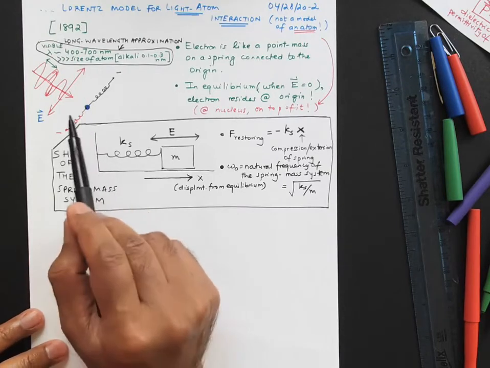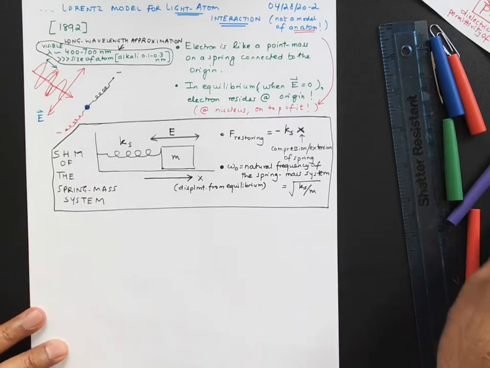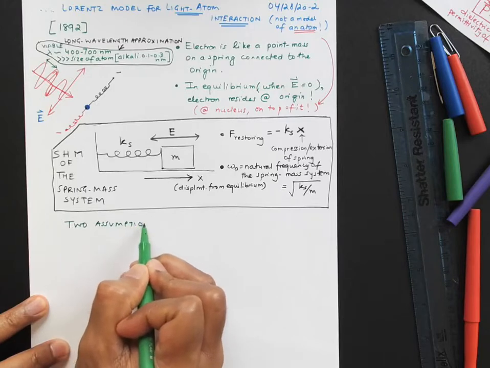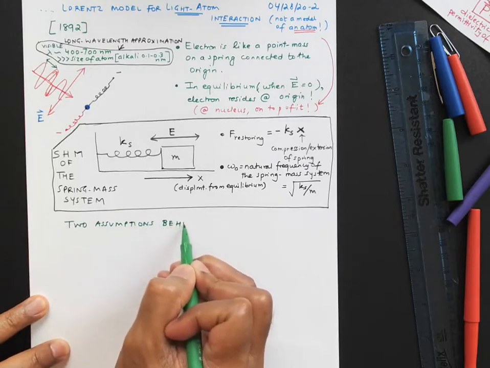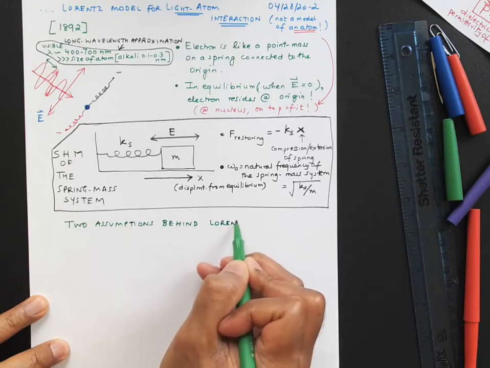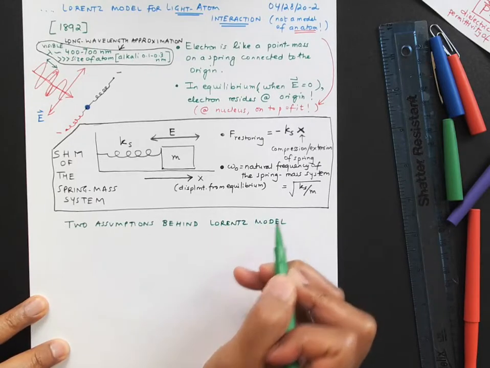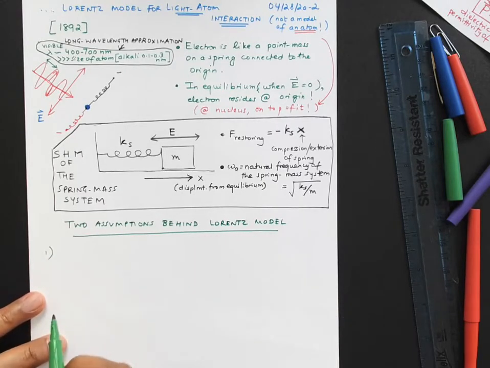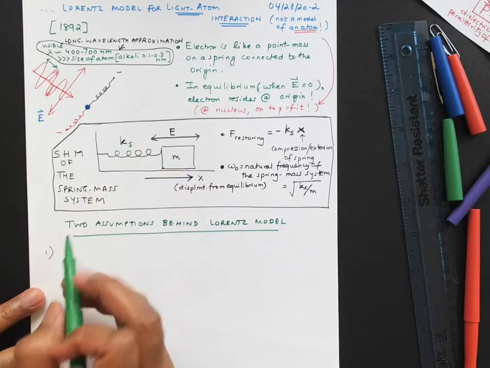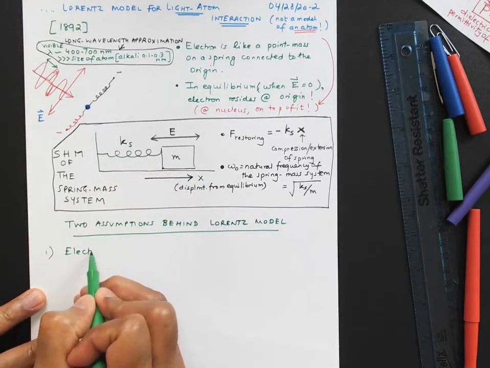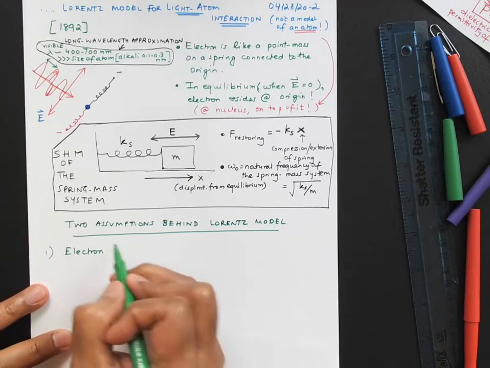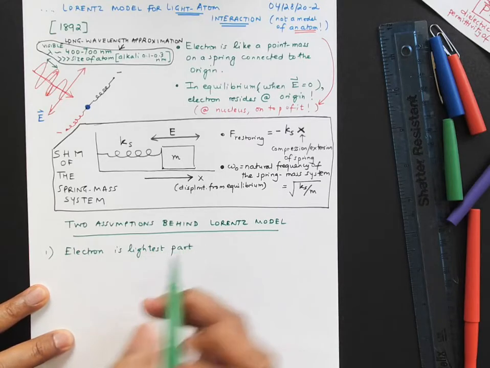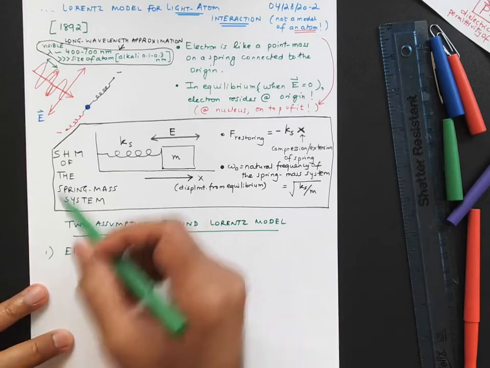There are two assumptions that he used. So we should write those down. Two assumptions behind the Lorentz model. And so the first one is that when the atom interacts with light, then the electron, so this is something he postulated, I guess is the word, is that the electron is the lightest part of the atom.